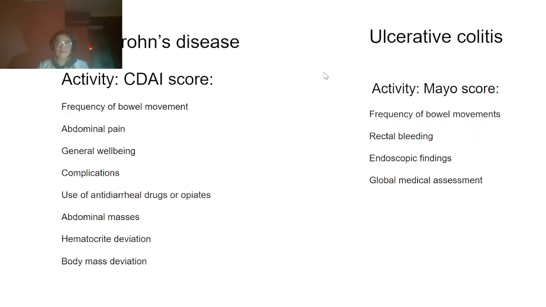The activity of the diseases is measured by scoring systems. Ulcerative colitis is measured by the Mayo score, with frequency of bowel movement, rectal bleeding, endoscopic findings, and global medical assessment. For Crohn's disease, this is the CDAI score: frequency of bowel movement, abdominal pain, general well-being by patient's assessment, complications, antidiarrheal drugs, abdominal mass, and deviation of body mass and hematocrit from standard values.